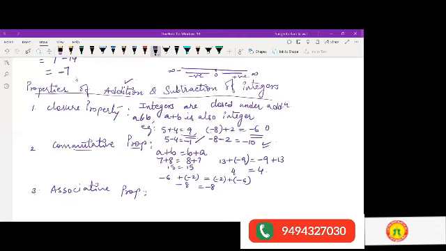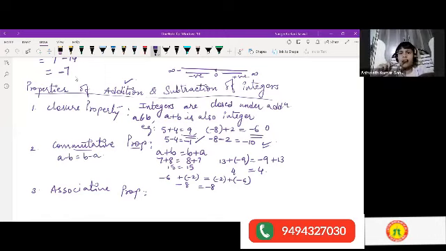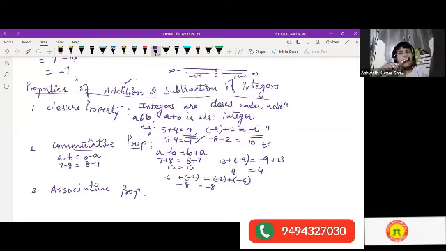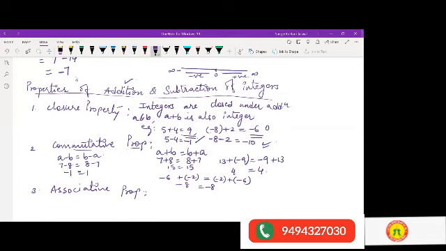Okay, but is it the same for subtraction also? Now suppose if I say a minus b, will it be equal to b minus a? No, ma'am. Suppose if I take the number 7 minus 8, is it equal to 8 minus 7? No, ma'am. 7 minus 8 is minus 1. 8 minus 7 is 1. So are they equal? No. So that means subtraction is not commutative for integers.